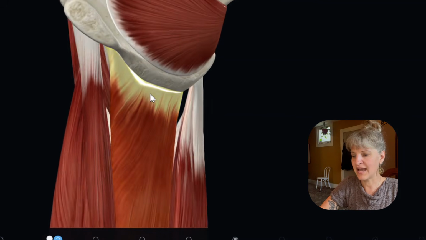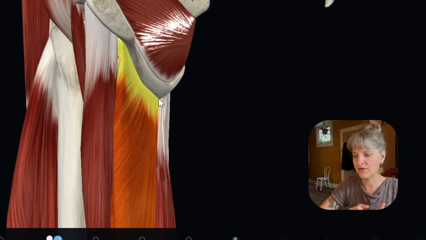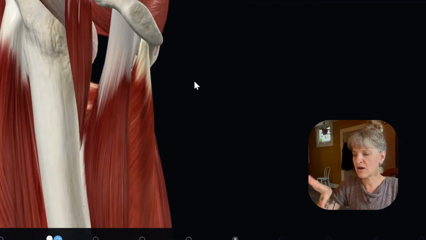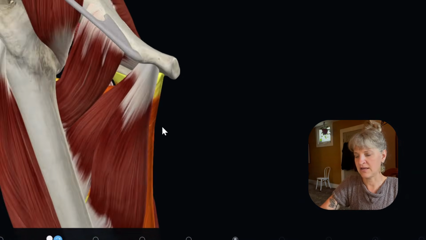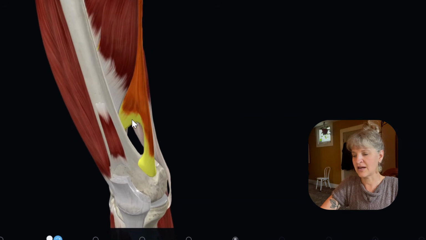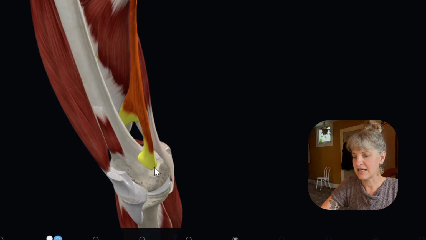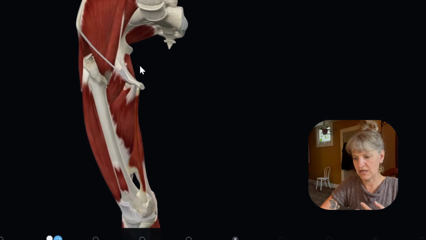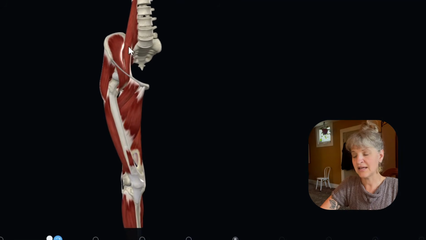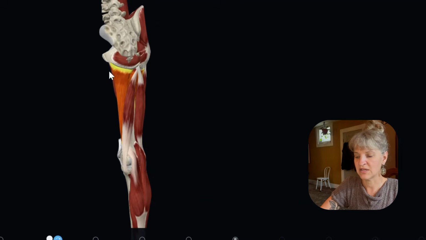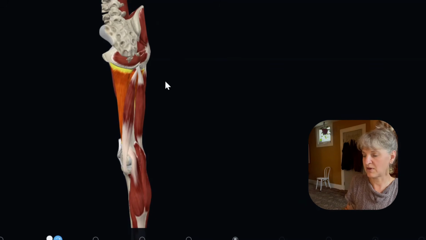It's got a spread out area of origin. Inferior ramus of the pubis, ramus of the ischium, ischial tuberosity, all across this deep pelvic area. And then it comes down and attaches at the adductor tubercle and at the medial lip of the linea aspera. And then, of course, adduction, medial rotation, hip flexion, and because it's so wide, the posterior fibers help to extend the hip, help to bring it back.